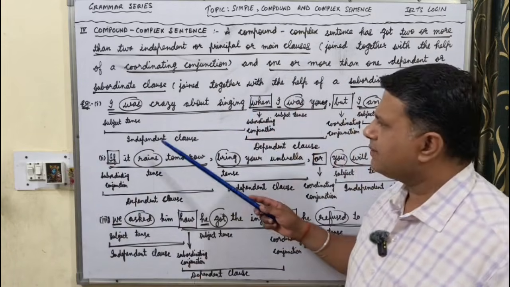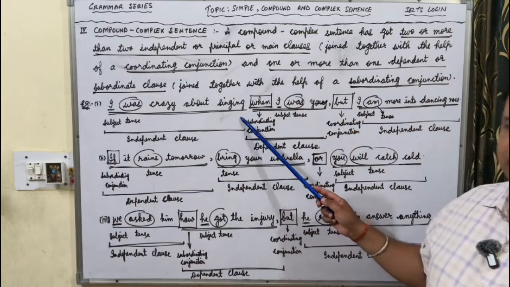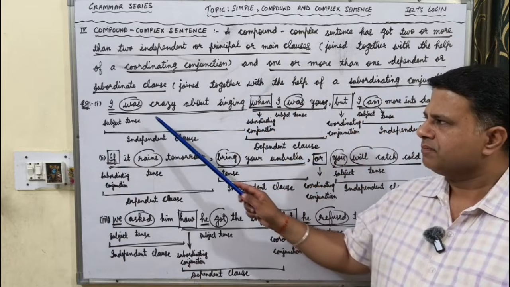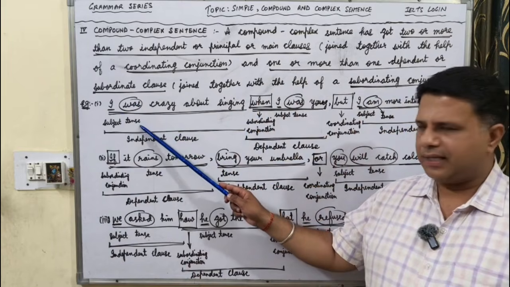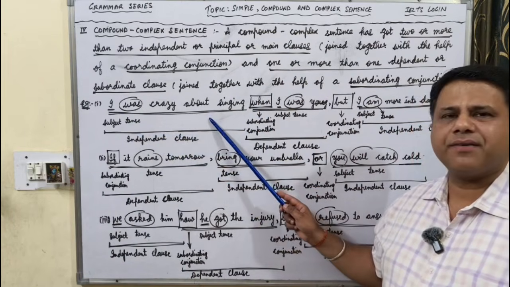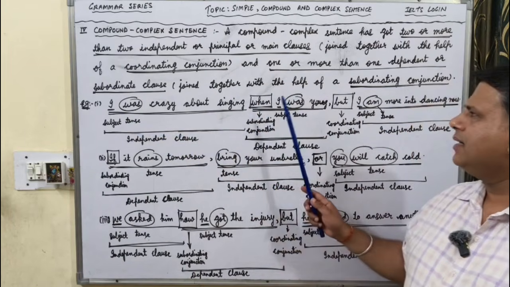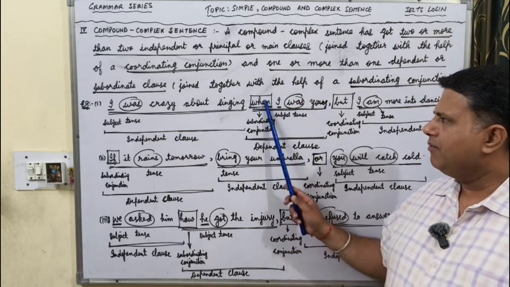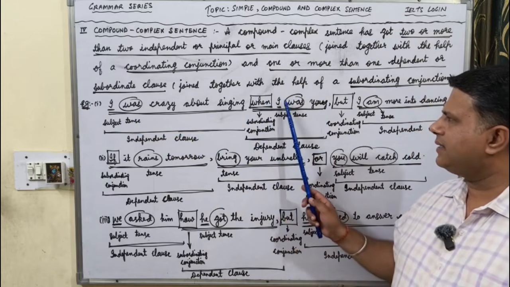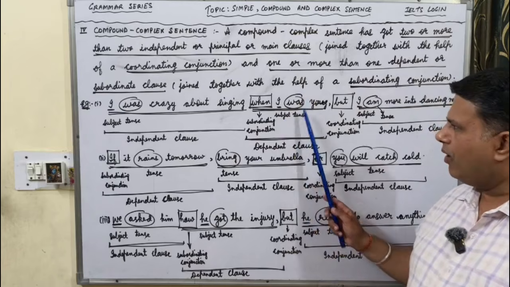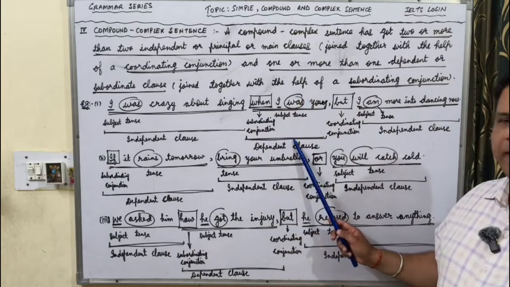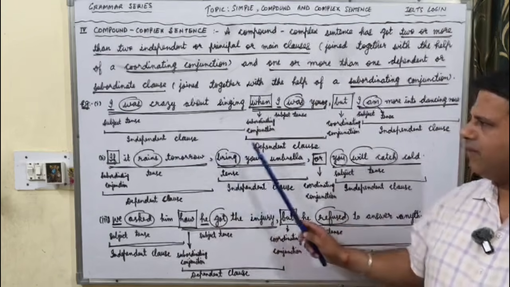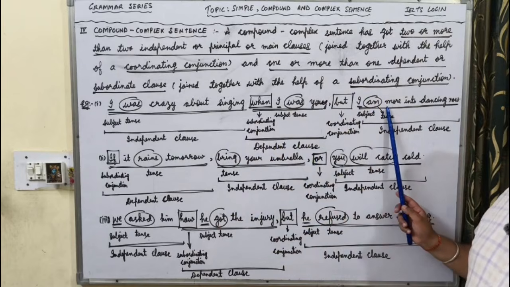Now look at this sentence: I was crazy about singing. This is an independent clause. I is the subject, was is the tense element. I was crazy about singing, independent clause. When I was young, this is a dependent clause. When is the subordinating conjunction, I is the subject, was is the tense element. So this is a dependent clause. So one independent, one dependent, and one more independent clause.